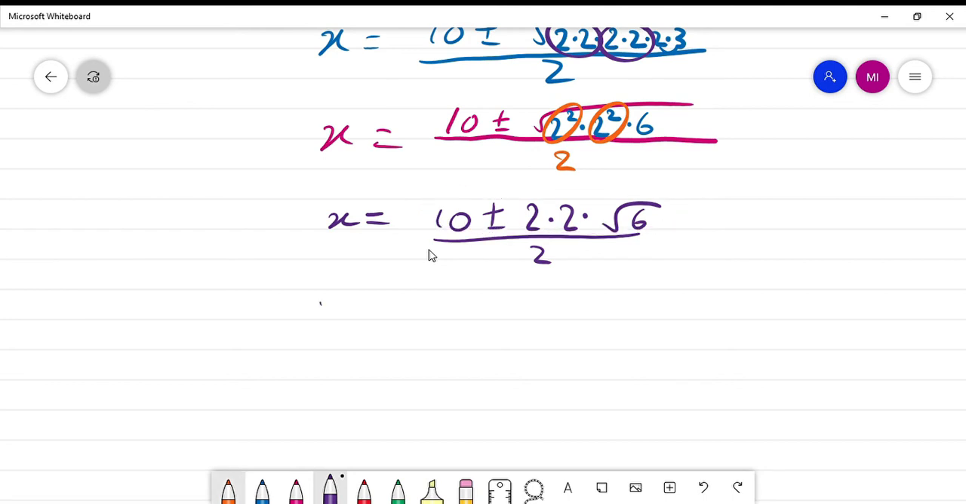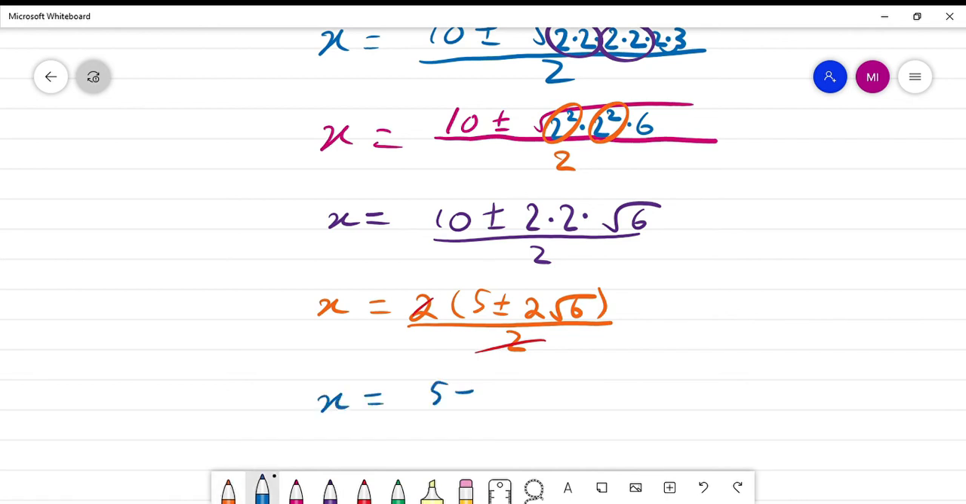We get x is equal to 2 into 5 plus minus 2 under root of 6 divided by 2. And this 2 and this 2 cut out. And we get x is equal to 5 plus minus 2 under root of 6.